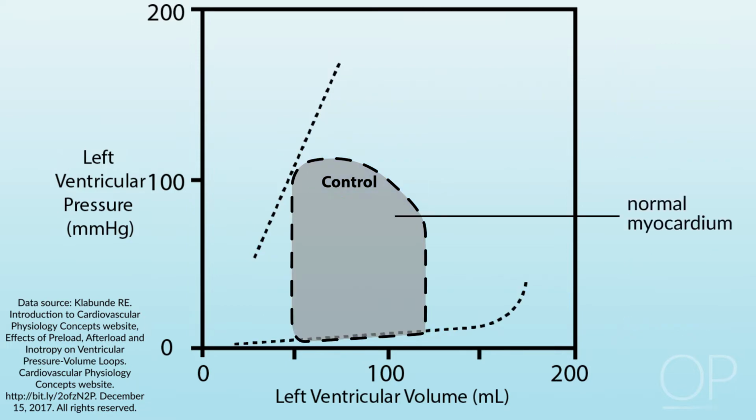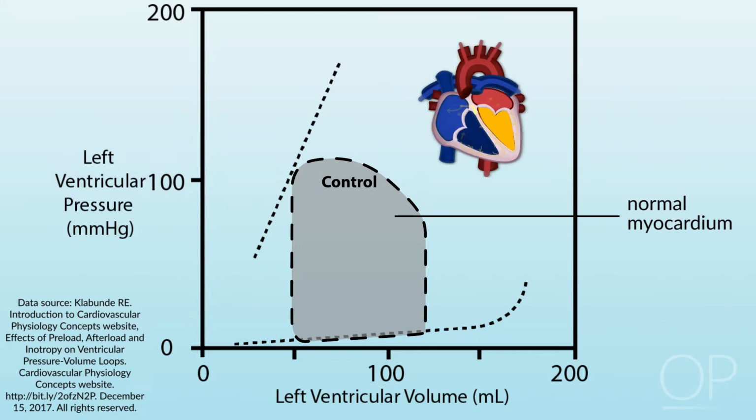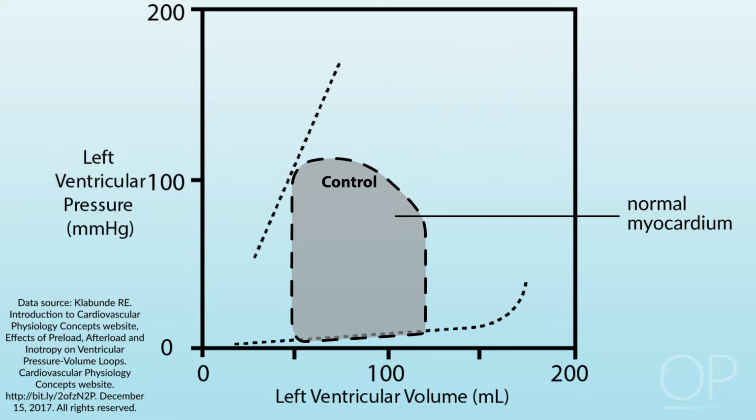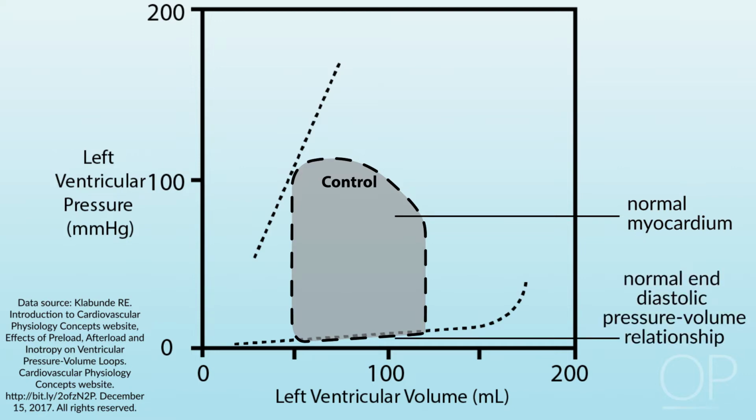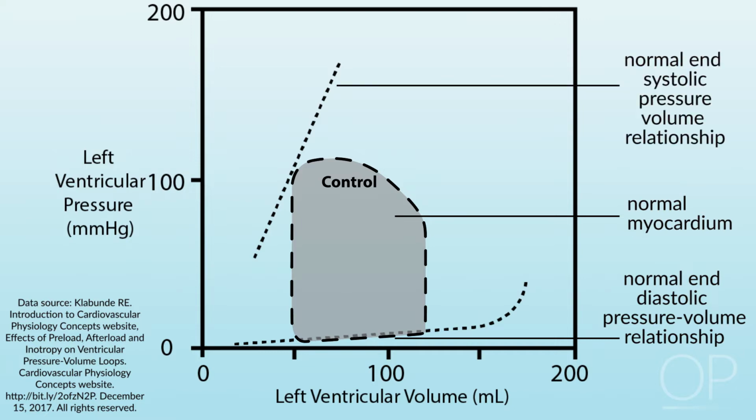If you look at the gray box, this is the normal ventricle. And again, this is a model of the left ventricle, but this can generally be applied to both sides of the heart. The gray box represents the normal myocardium. So if you look at the bottom dotted line, you have a normal end diastolic pressure-volume relationship. If you look at the vertical dotted line, you see that in the gray box, you have a normal ejection and a normal end systolic pressure-volume relationship.